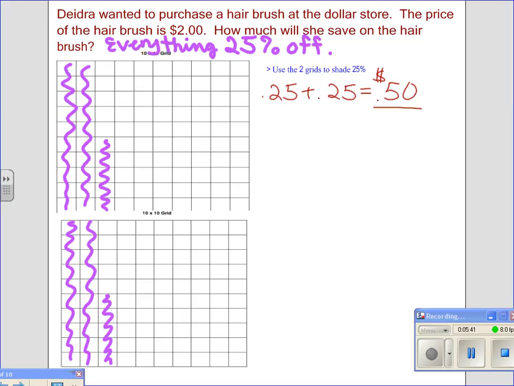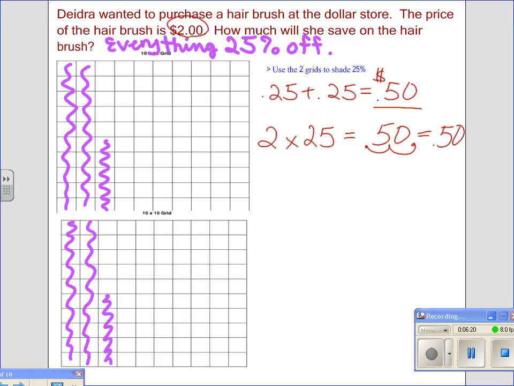Another way that you could do it is estimating. You could see how much you are going to subtract. Okay? The cost of the hairbrush is $2. It's 25% off, so times 25. Sorry about that. 2 times 25 is 50. Go ahead and divide that by 100. Again, 50 cents.